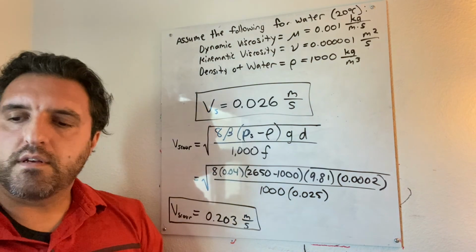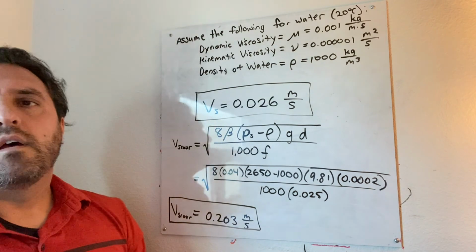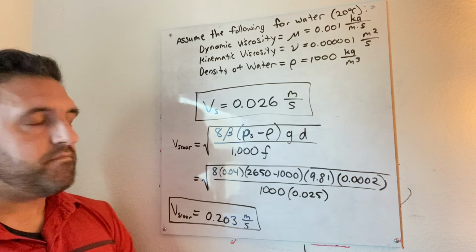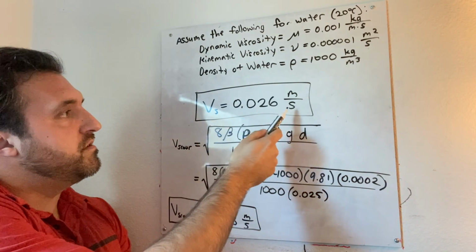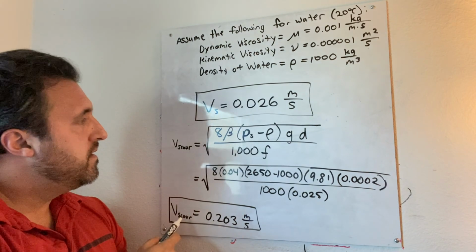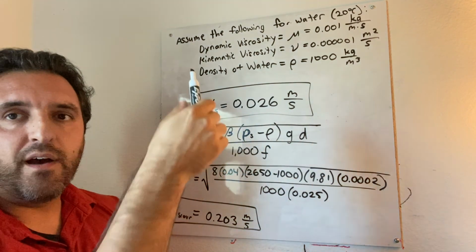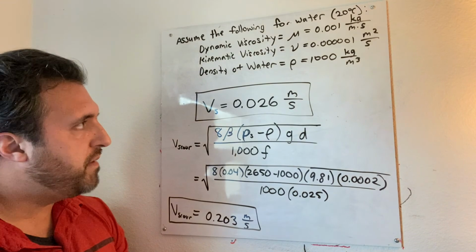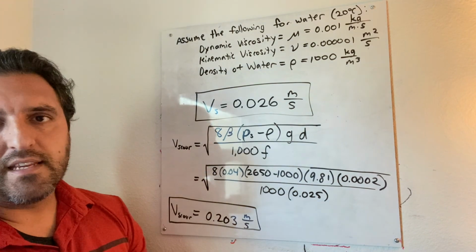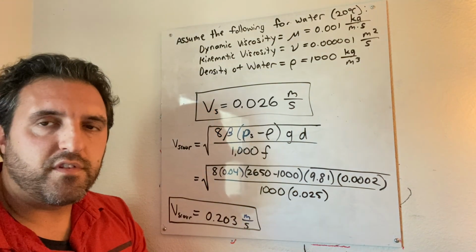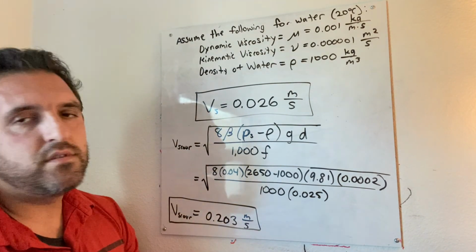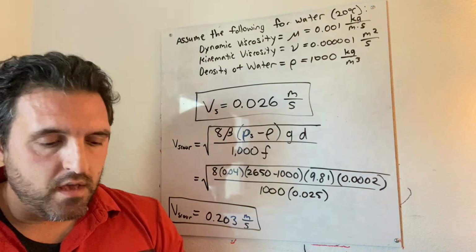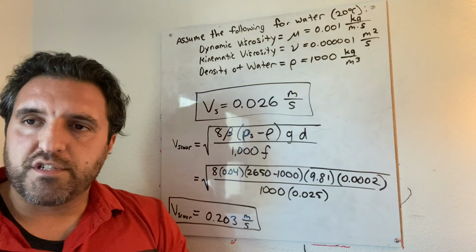All right, so you can see for this sand particle, settling velocity is approximately 0.026 meters per second. So that's the velocity at which this particle is going to settle down to the bottom. The scouring velocity, which is the velocity of the flow that would resuspend the particle, is equal to 0.203 meters per second.